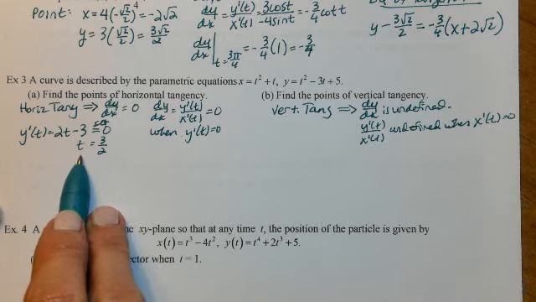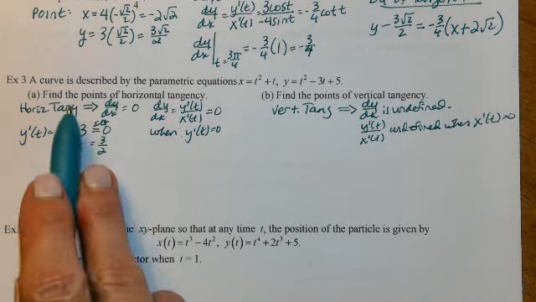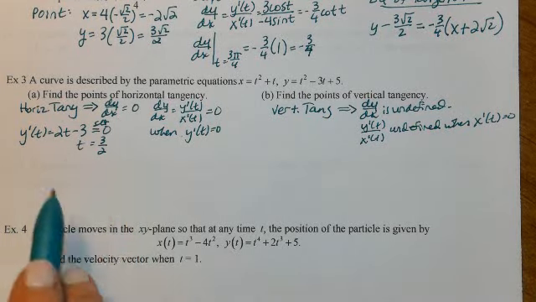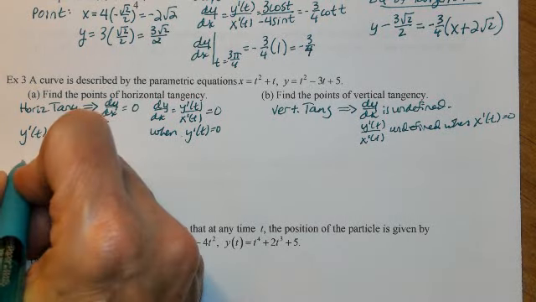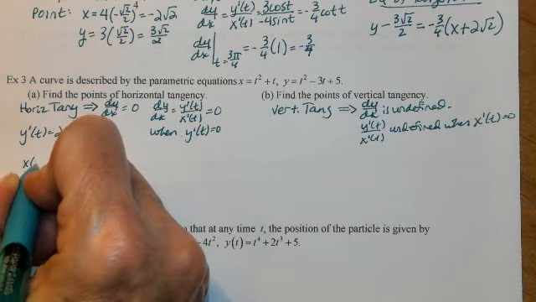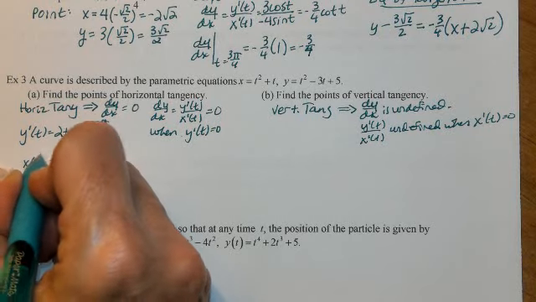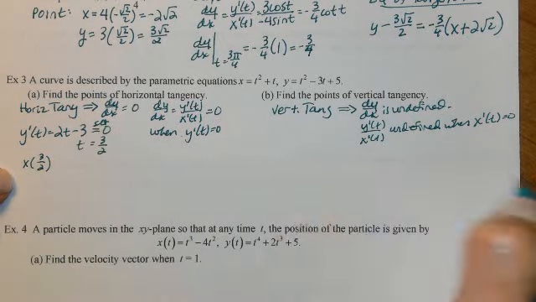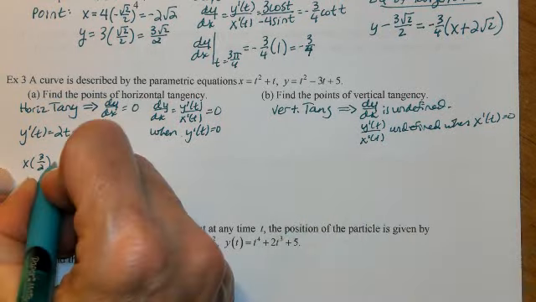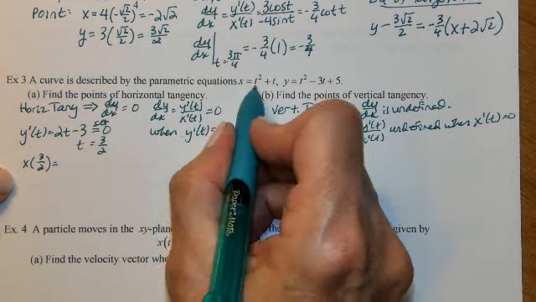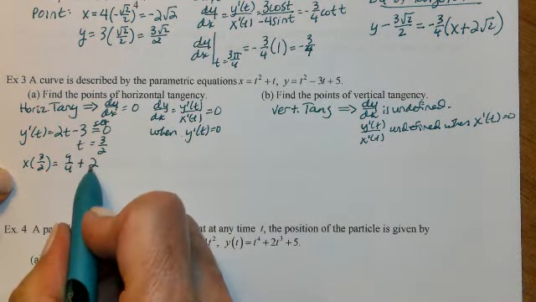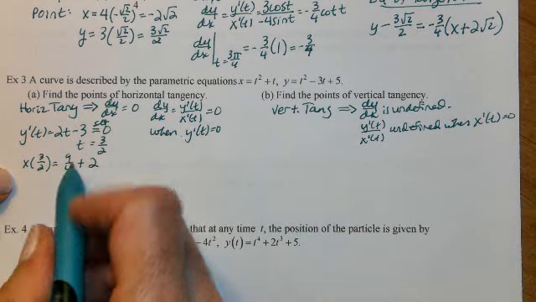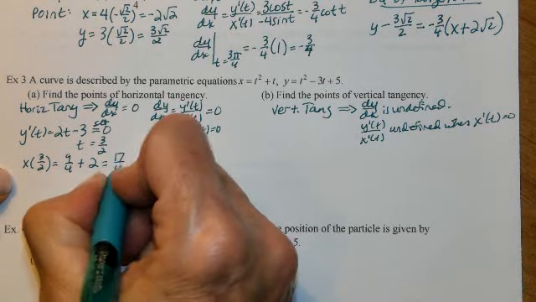So did we answer their question? Did we find the points of horizontal tangency? No. We found the time, but we didn't find the points. So we need to find the x and the y coordinates at those times. Or at that time. So x at 3/2 is 9/4 plus 2. 2 is 8/4. 8/4 plus 9/4 is 17/4.